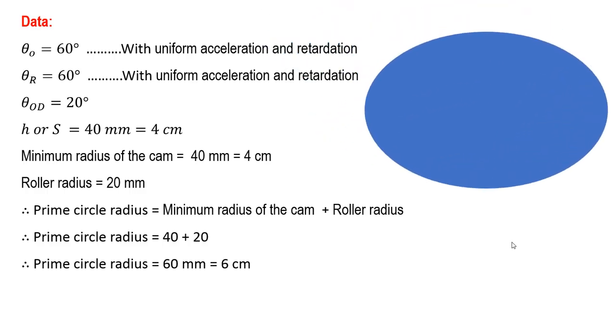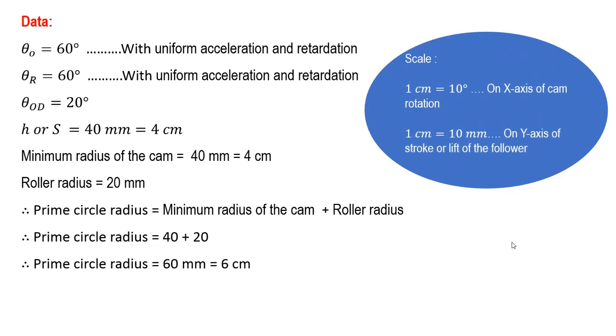Now the most important part is to choose the scale. The scale that we will choose depending upon the data which is given to us is 1 centimeter equal to 10 degree. Therefore outstroke will be 60 divided by 10, that is 6 centimeter. We can divide it into 6 equal parts. Return stroke is also 60 degree, so 60 divided by 10 is 6 centimeter. That also we can divide into 6 equal parts. Then outstroke dwell is 20 degree, so 20 divided by 10 will be 2 centimeter.